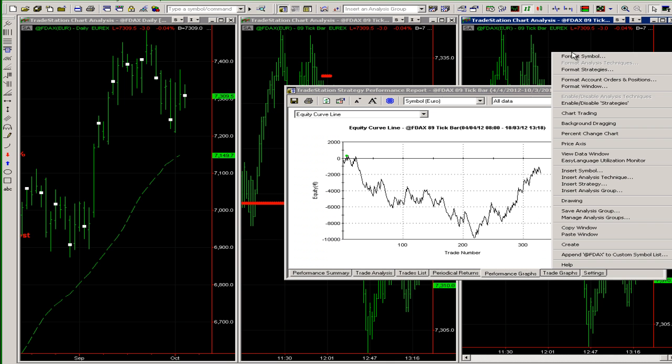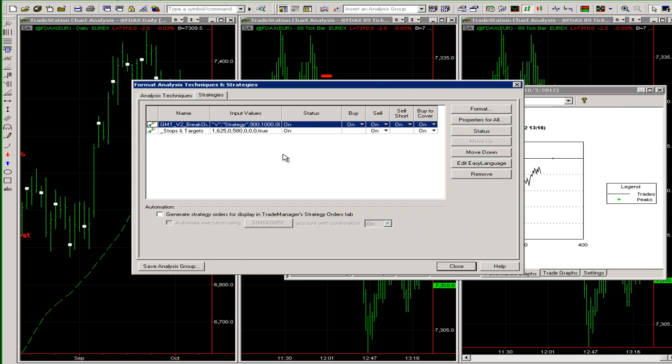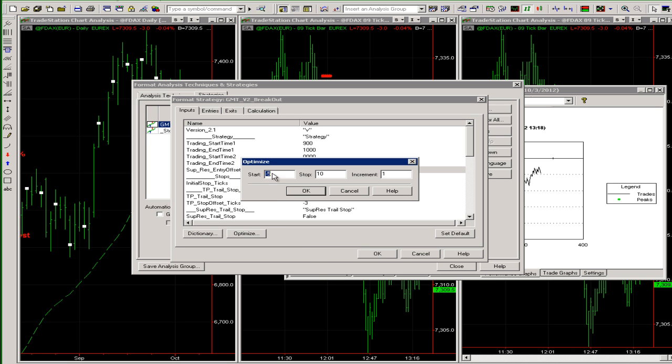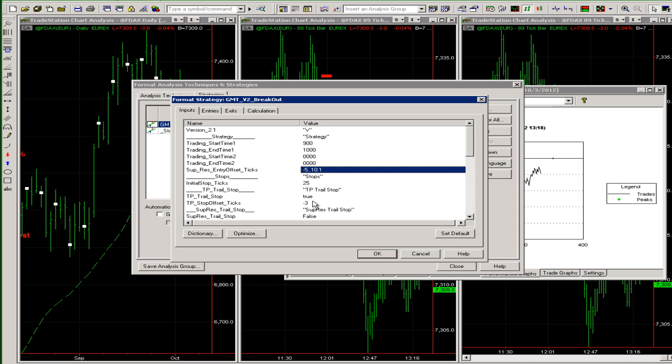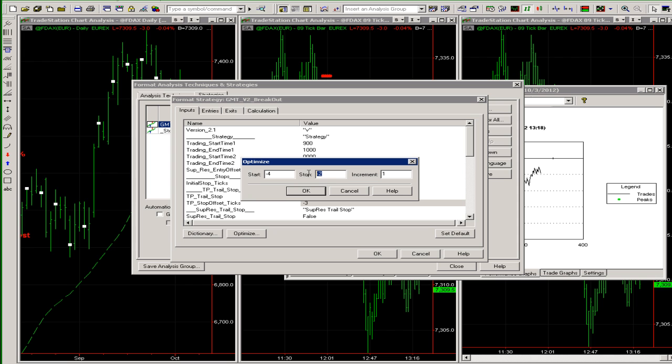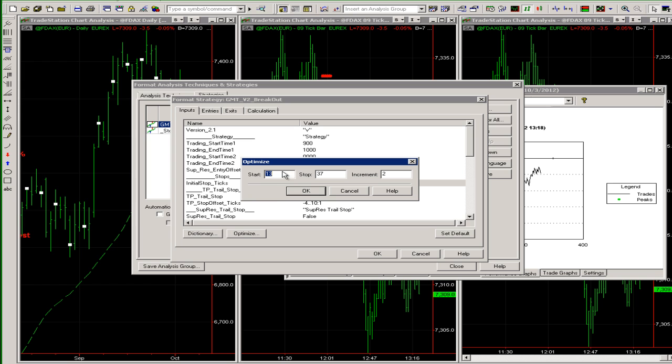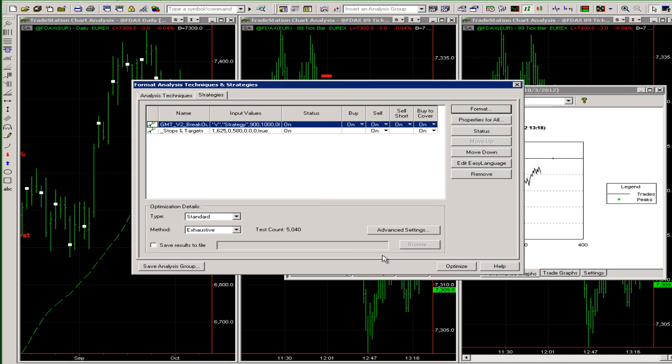If we right click on this chart and go into our format strategies, we can do a couple of adjustments to see if we can improve it. Let's modify the support resistance and optimize that, giving it a range of -5 to 10 in increments of 1. We'll also calibrate the TP, and the initial stop as well, from a 10-point initial stop up to probably a 50-point, in increments of 2, and we'll hit optimize and see exactly how that goes.